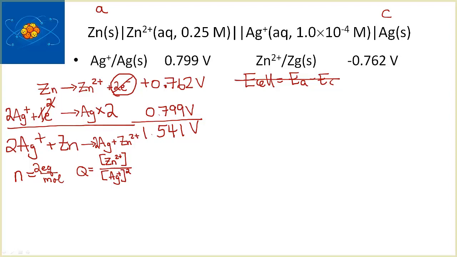Now we're all set. We can plug it into the Nernst equation. And just as a reminder, the Nernst equation is E cell is equal to E0 of the reaction plus RT over NF ln of Q. So I'll go ahead and write Q in.